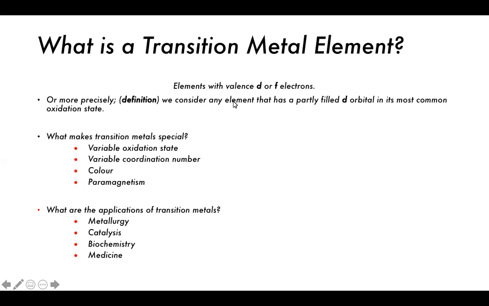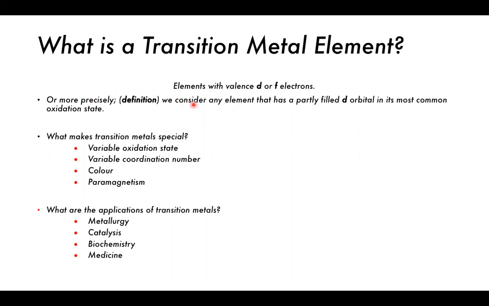Elements with valence D or F electrons are typically classified as transition metal elements. The ones that we'll be predominantly encountering will be the D block, but of course, lanthanides in the F block are also transition elements, and they have somewhat similar chemistry, although generally not everything that applies to the D block applies to the F block and vice versa.